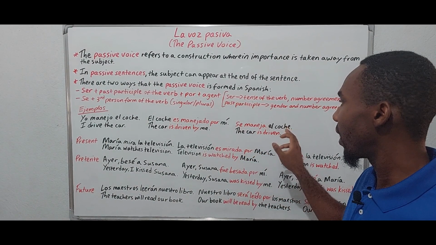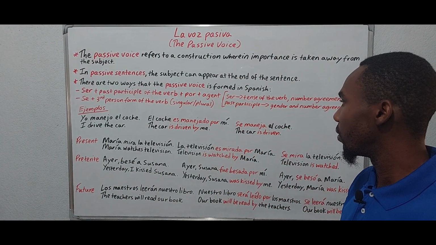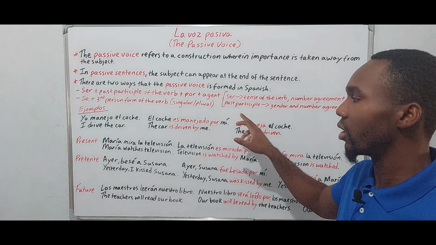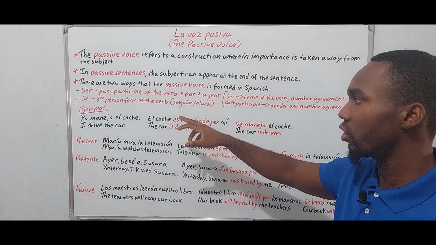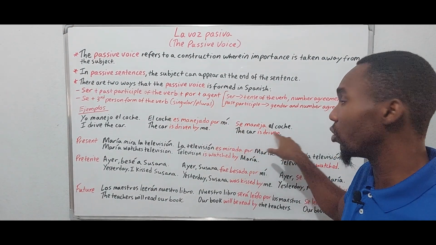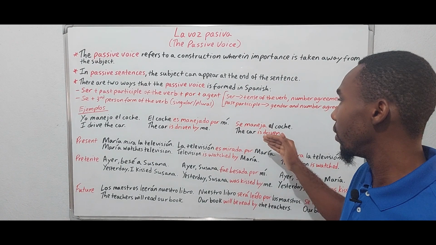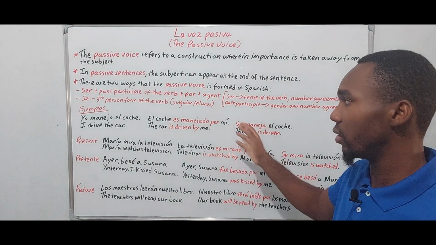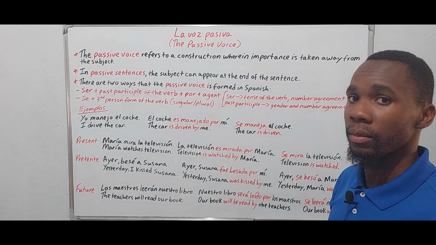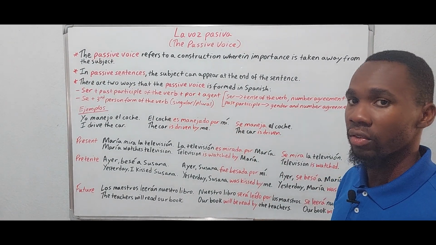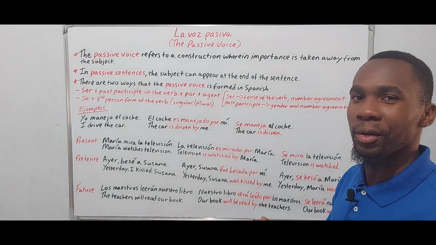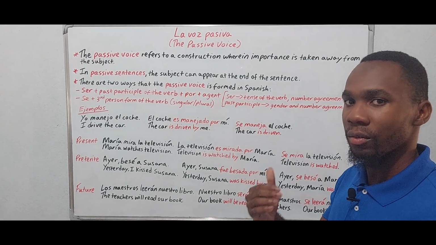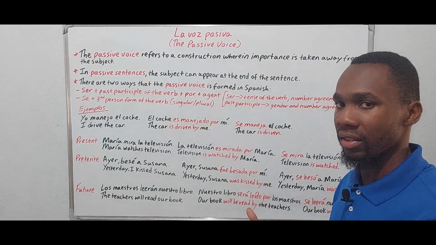Secondly, se maneja el coche. The car is driven. So as you see, manejar has been conjugated in the third person singular because el coche is singular, and it is in the present tense, of course, because the verb that was used in the active sentence was in the present tense, right?